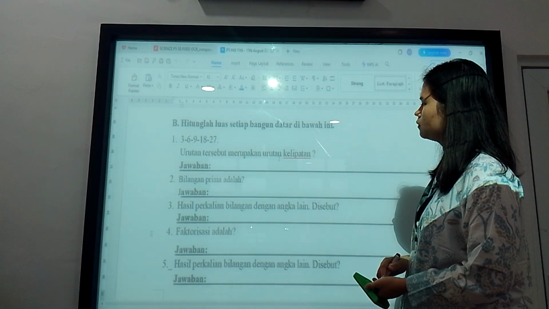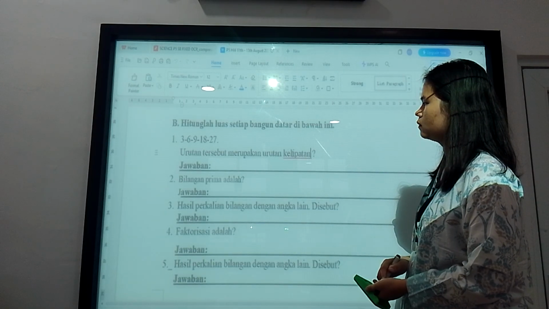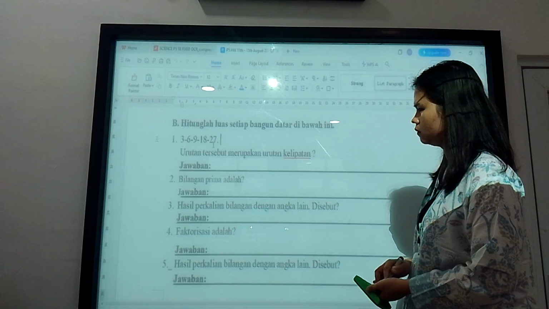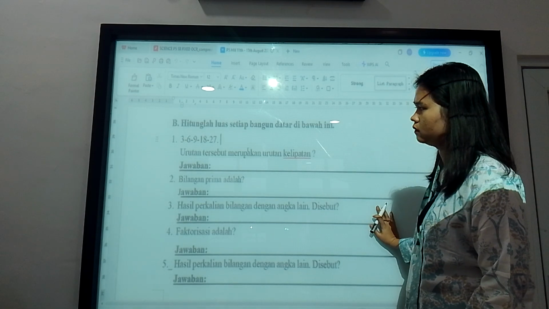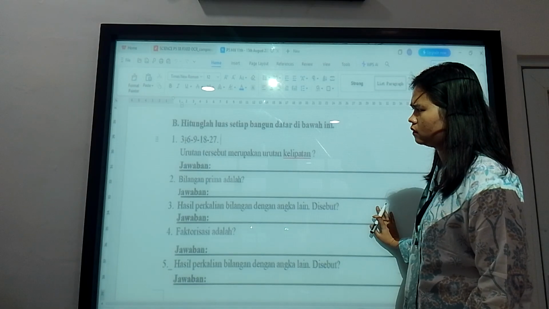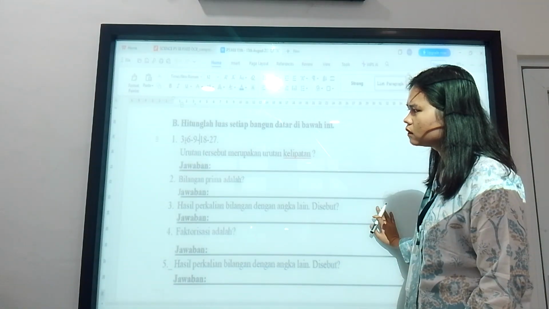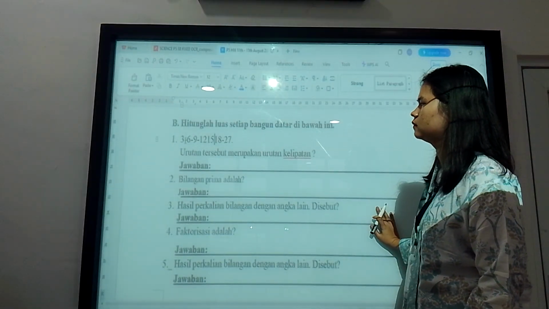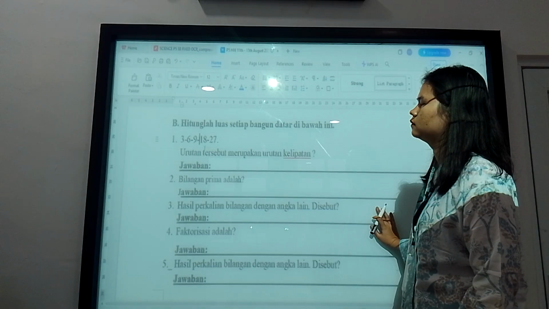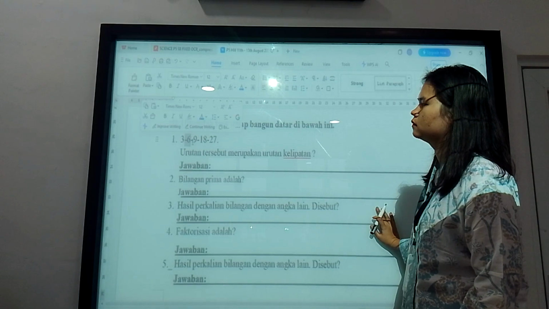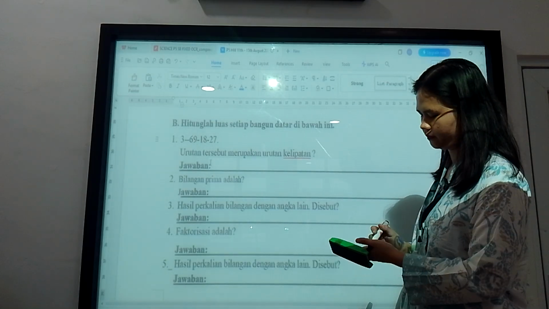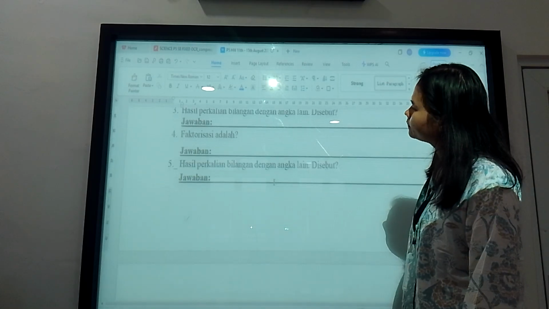Urutan tersebut merupakan urutan kelipatan. Jika kita belajar tentang kelipatan dari buku, kelipatan itu perkalian bilangan dengan bilangan cacah, urutan bilangan cacah. Berarti dari 1, 2, 3, 3 kali 1, 3 kali 2. Sedangkan di sini tidak berurut. 3, 6, 9. Di sini harusnya ada 12 dulu, baru ada 15. Karena kalau kita lihat jaraknya, di sini 3, di sini 3, di sini sudah langsung 9. Oke, ini nanti bisa direvisi ya, Miss.